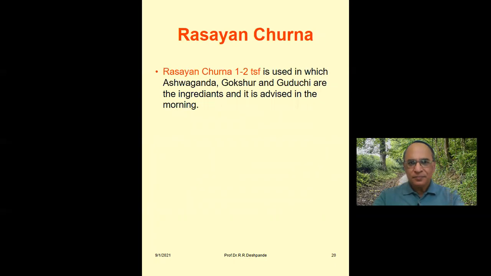or rasayana drug. There is a ready-made rasayan churna available in the market, which contains, I have given, ashwagandha, Gokshur and guduchi as the main ingredients of rasayana churna, which can be taken 1 to 2 teaspoons in the morning in the rasayana kal during the breakfast. There is Ashwagandhadi churnavati. Write down this name. Ashwagandhadi churnavati is nothing but the tablet form of this rasayan churna. What is that name? Ashwagandhadi churnavati. Not only ashwagandha churnavati. Ashwagandhadi, adi means etcetera.